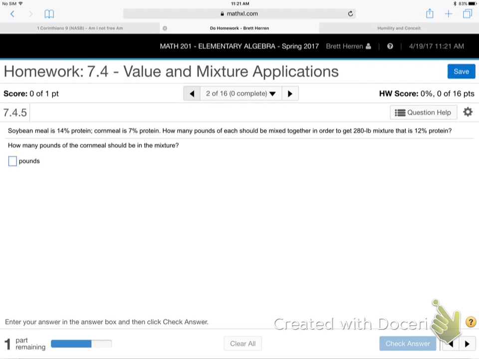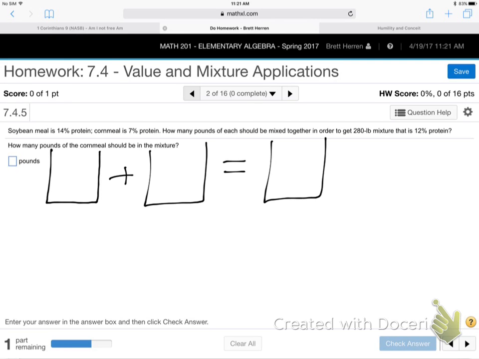So here's a mixture. We're mixing soybean meal, which is 14% protein, and cornmeal, 7% protein. How many pounds of each should be mixed together to get 280 pounds? It's 12% protein. So it's kind of like chemistry, where you're mixing things together to make what you're trying to make. All right, so how's this going to work? I'm going to just put some buckets or beakers, like chemistry lab. That's what pretty much every math teacher does. I think it's about the best way. It's the only way I know of. It's pretty nice, I think.